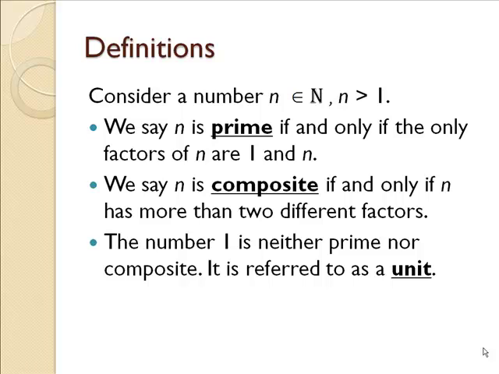If we take a natural number that's greater than 1, we say that number n is prime if and only if the only factors of n are 1 and n. And we say n is composite if and only if n has more than 2 different factors. The number 1 is neither prime nor composite. It's referred to as a unit.